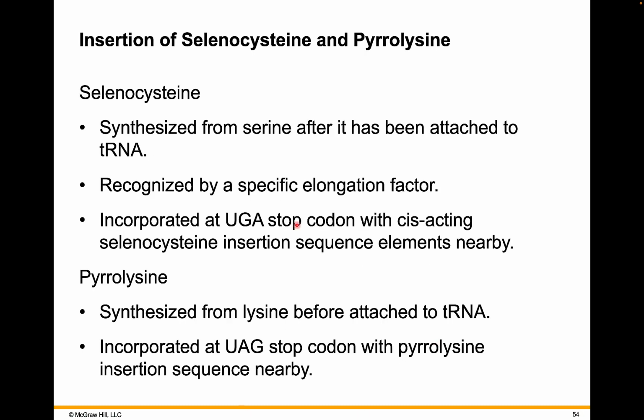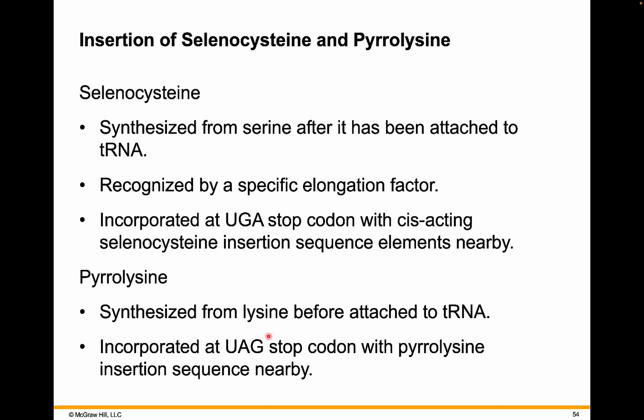and the polypeptide and the tRNA are basically released. Now, selenocysteine and pyrrolysine are the 2 unusual amino acids. Selenocysteine can be synthesized from serine after it has been attached to the tRNA and recognized by a specific elongation factor, and incorporated at the UGA stop codon with selenocysteine insertion sequence elements nearby. And pyrrolysine is synthesized from lysine before being attached to the tRNA and incorporated at the UAG stop codon with a pyrrolysine insertion sequence nearby.